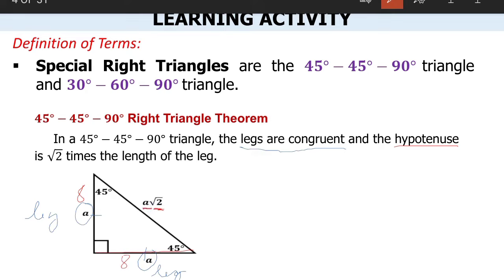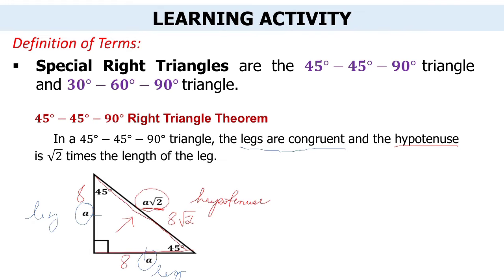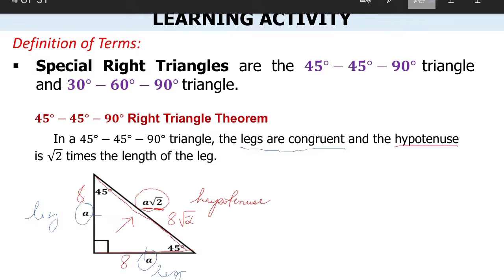So this is your hypotenuse. Remember that your hypotenuse is the longest side and is opposite the right angle. So your hypotenuse measures A square root of 2. So if your A is 8, the hypotenuse is 8 square root of 2. Did you get it? Okay, so let's have another example.